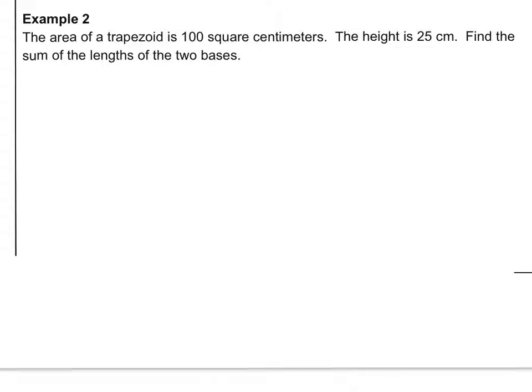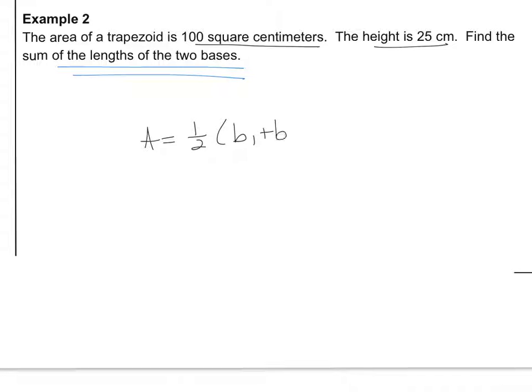In this next problem, we are told that the area of a trapezoid is 100 square centimeters. We are told that the height is 25 centimeters. We are looking for the sum of the lengths of the two bases. Notice that we're just looking for the sum. We don't know what the individual bases are on their own. So area of a trapezoid, we're thinking 1/2 (b1 + b2) times h. And we're going to solve for b1 + b2.